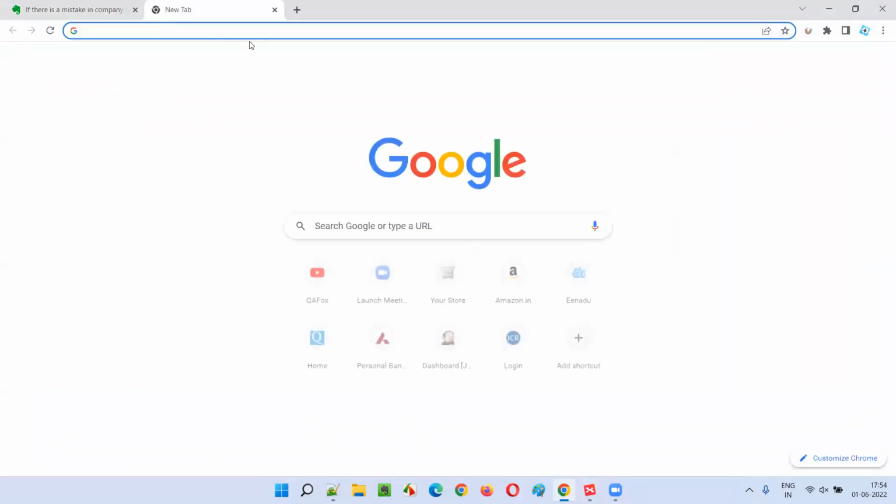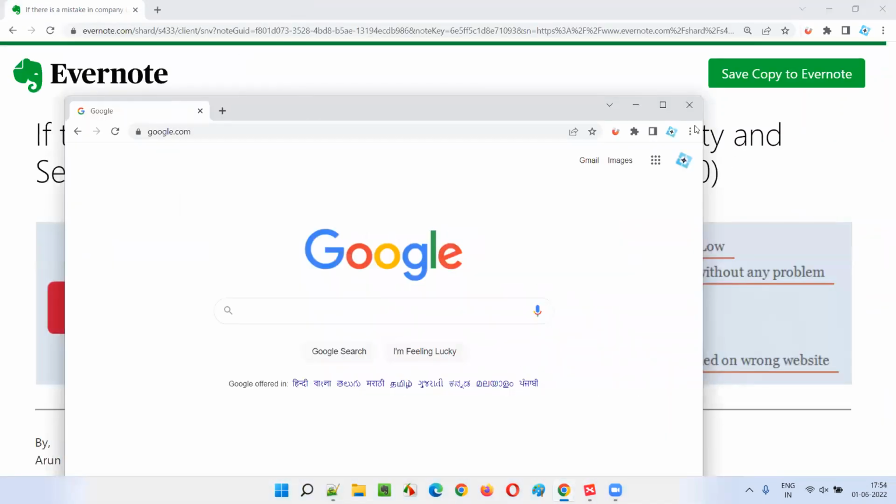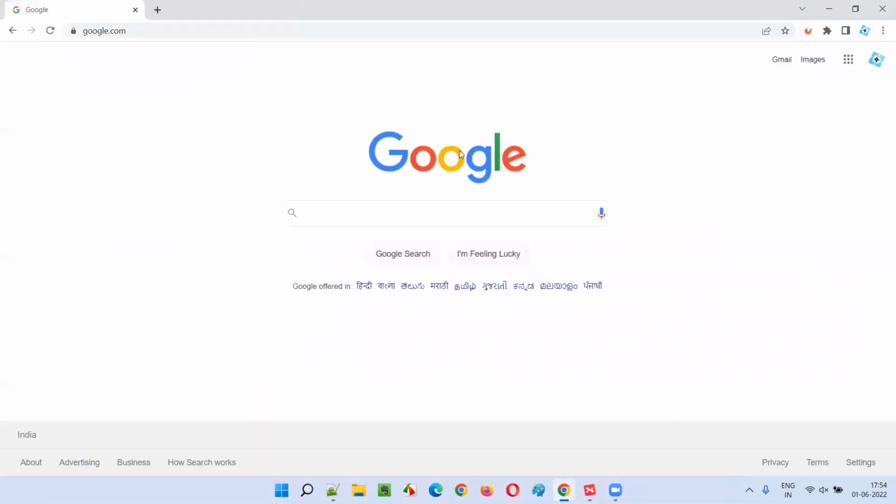guys. So if I take you to this website, that is google.com, everyone knows google.com, right? So google.com has a logo here on their homepage. What if there is a mistake in this logo? There is a spelling mistake. Okay, then what is the severity of this particular defect? And what is the priority of this particular defect?